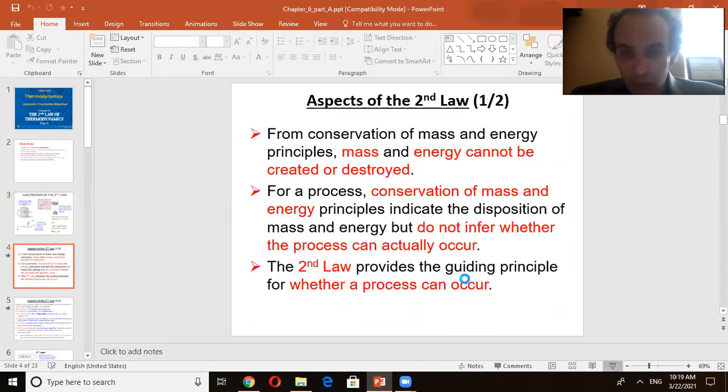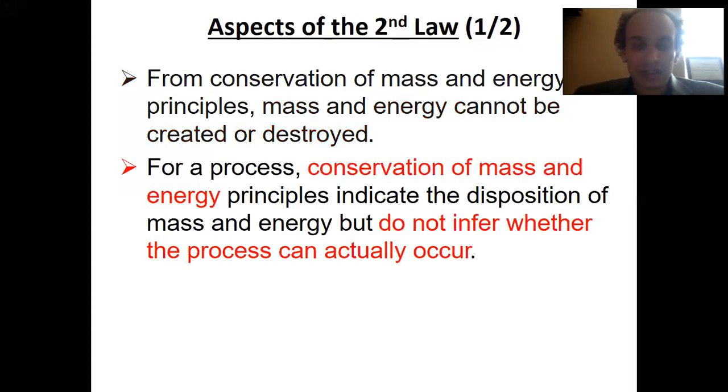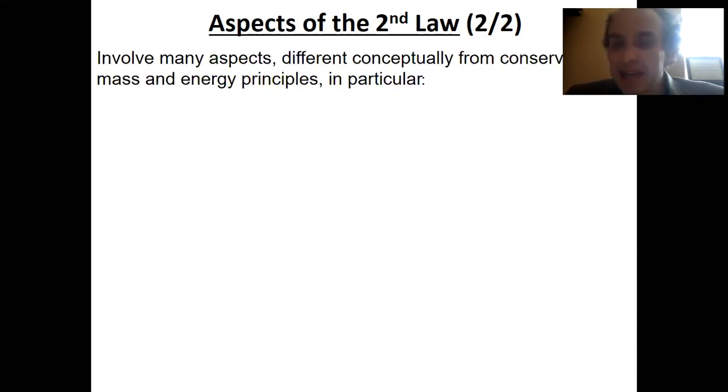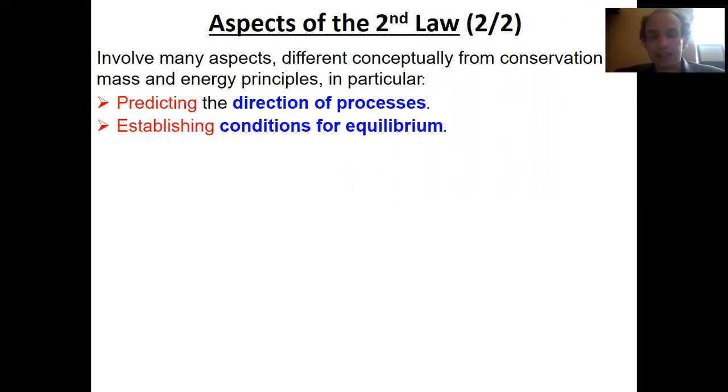And now I will come back to nature, right, from philosophy. The second law is a guiding principle of whether a process can occur or not. And there are many aspects of the second law that we are going to describe. It will predict the direction of the process. And in that way, it establishes conditions of equilibrium. So what does it mean? Remember, if you release a system, if you have a fully isolated system, the system will eventually remain in equilibrium. So the process goes towards equilibrium, right?